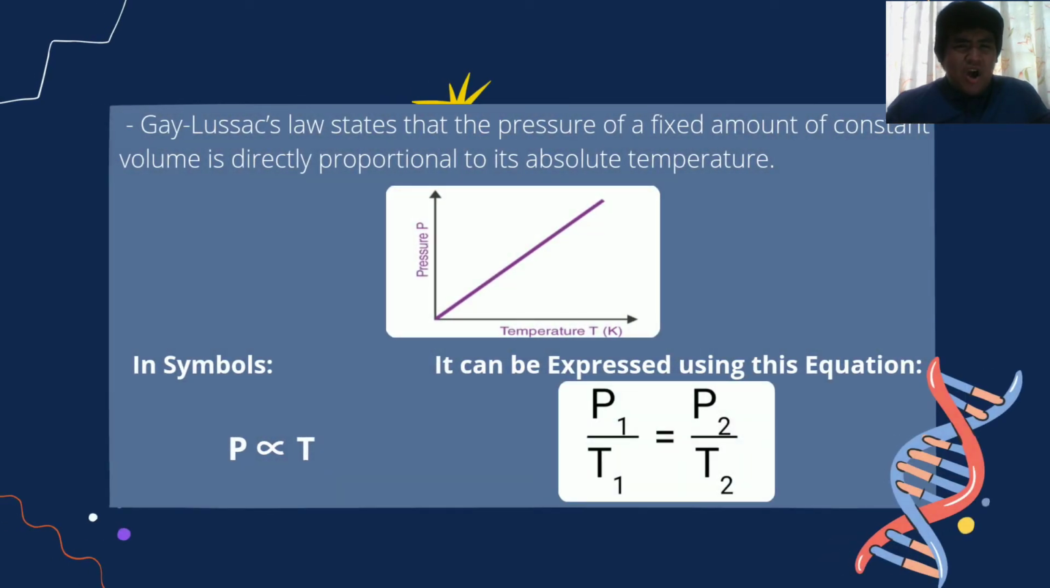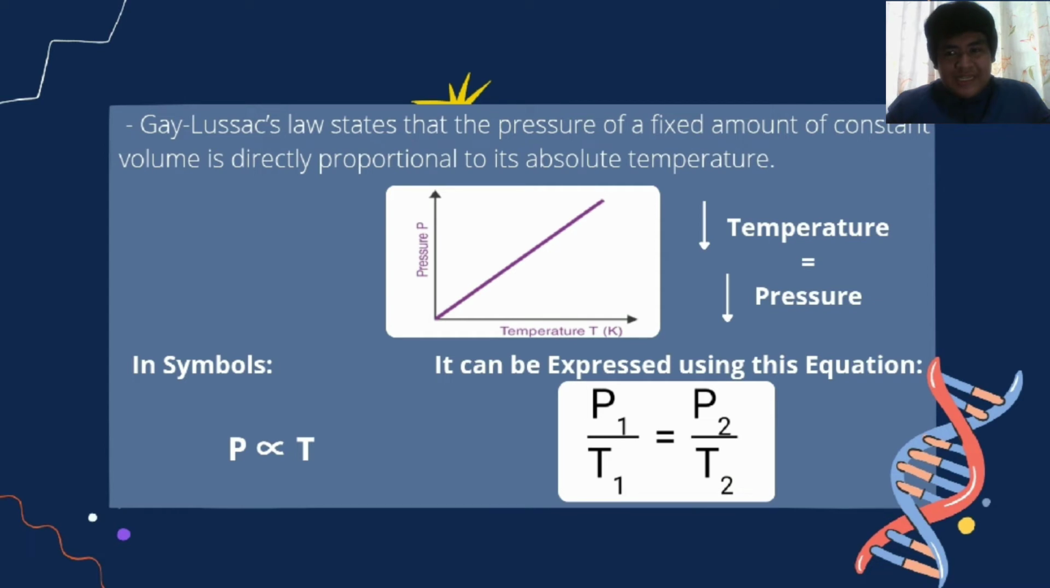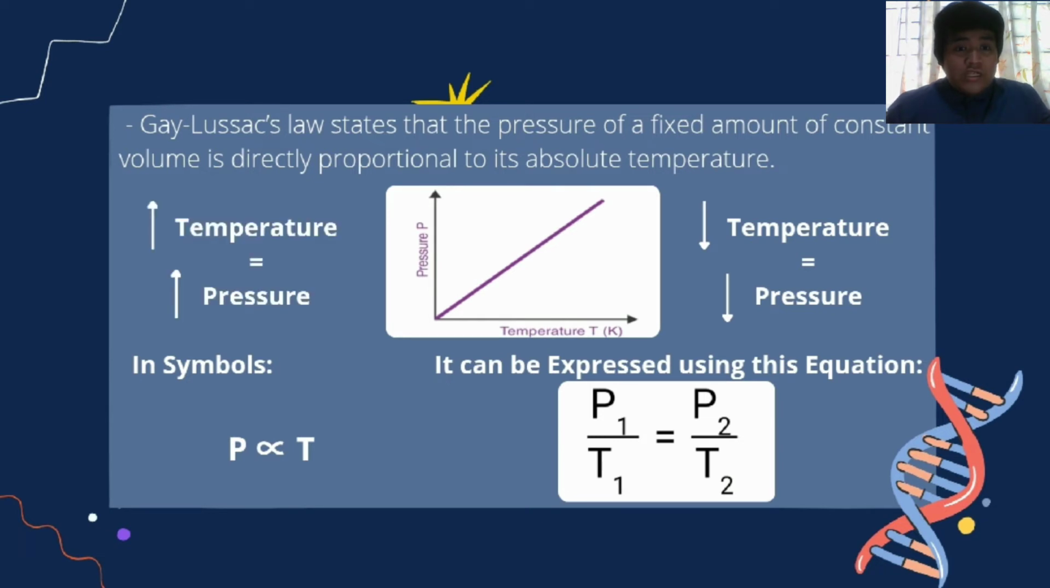So the Gay-Lussac law states that the pressure of a fixed amount of gas at constant volume is directly proportional to its absolute temperature. So based on this illustration here, what can you say about it? So we have the temperature. As the temperature decreases, the pressure also decreases. And as the temperature increases, the pressure also increases. So we can say that these variables, the variable P and the variable T, have a linear relationship.